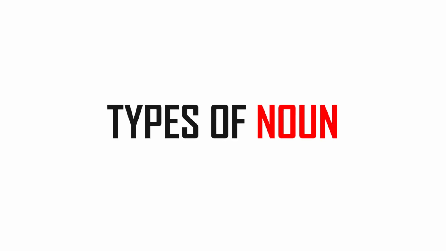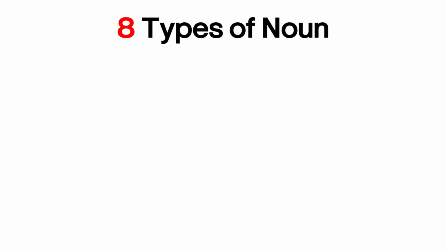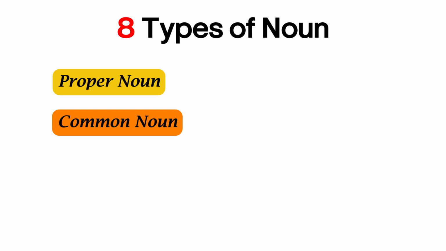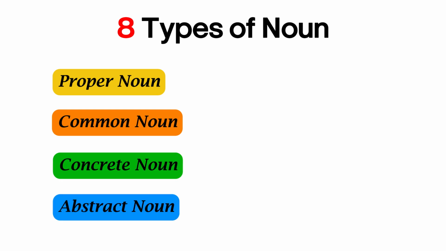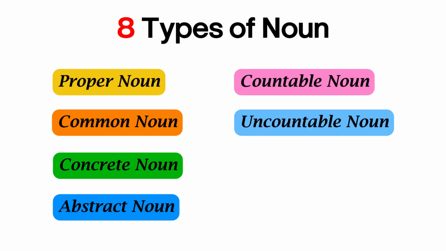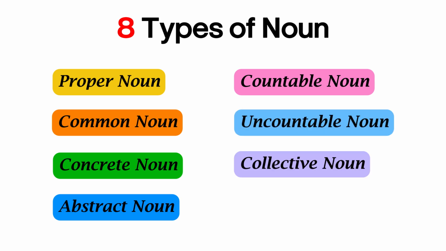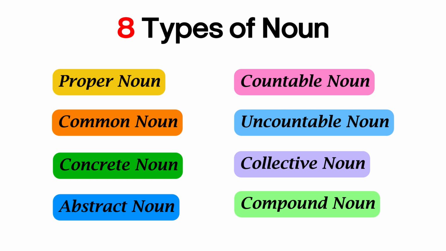Types of noun. There are 8 main types of noun. Proper noun, common noun, concrete noun, abstract noun, countable noun, uncountable noun, collective noun, compound noun.